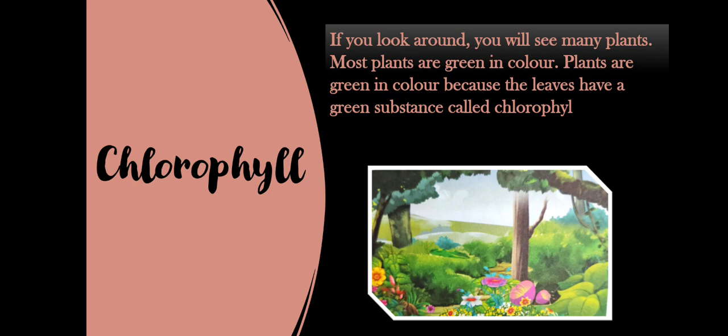Now if you write some plants' names and what is the color of these plants, you will always write the answer green. So if anybody asks why the color of the plant is green, we can say the plant color is green due to the presence of a green substance present in the leaves, that is chlorophyll.